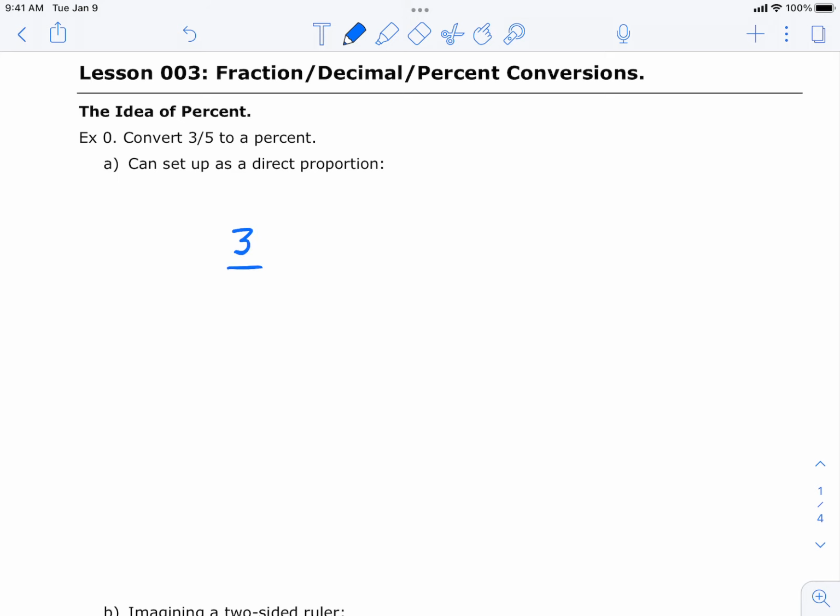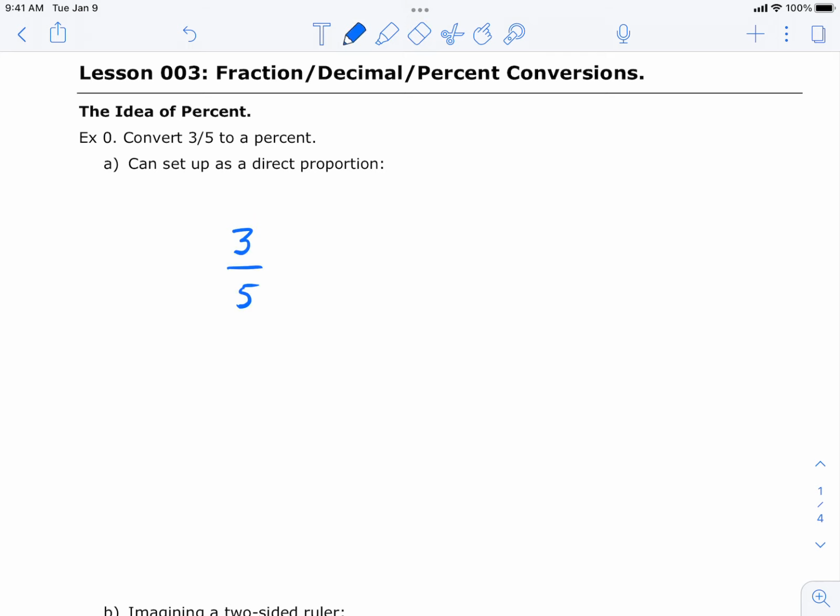So 3/5 is the fraction. You could call this a ratio. It's a 3-to-5 ratio. It's a ratio of parts to whole, right? So a whole pizza has 5 slices. I take 3 of them. It's a ratio, 3/5. Fractions are ratios. Anyway, we got this 3/5.